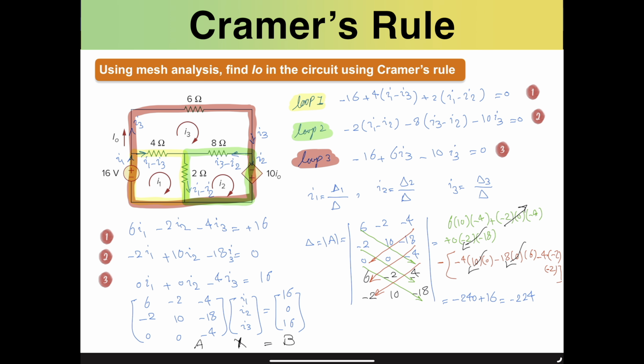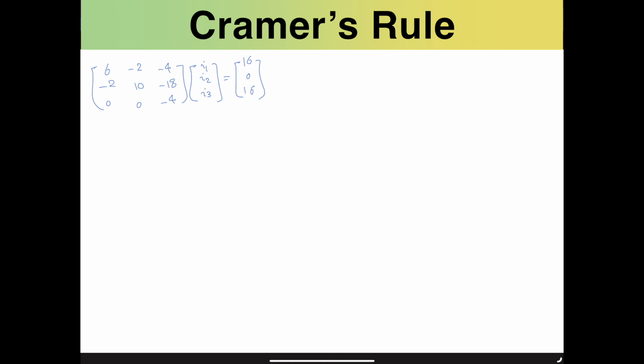We need to then find out the determinant D1 and delta 2 and delta 3 as well. So in order to do them, we'll use the other slide. So over here, we just copied the matrix A and X and B here as well. Now we need to find out what is the determinant of 1. Determinant 1 is going to be constructed with respect to the determinant of matrix A. So I'm going to actually write it down as minus 6, minus 2, minus 4, then minus 2, 10, and minus 18, 0, 0, minus 4.